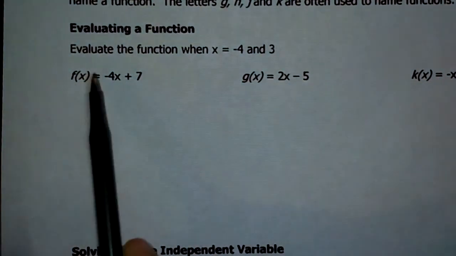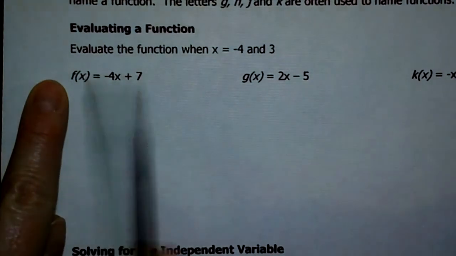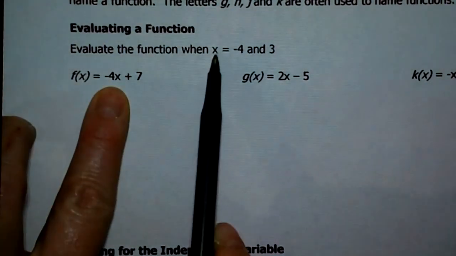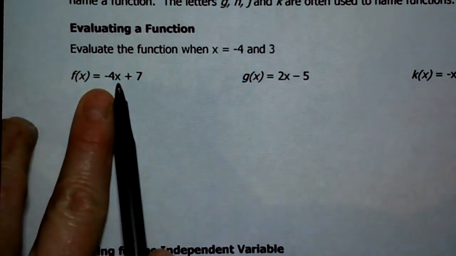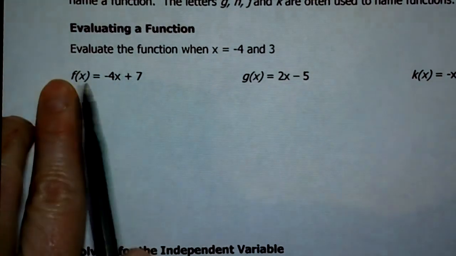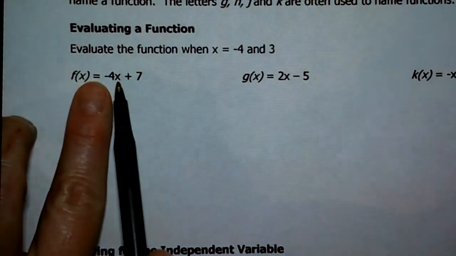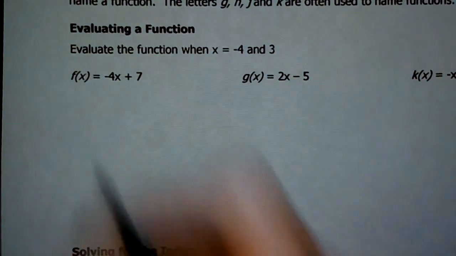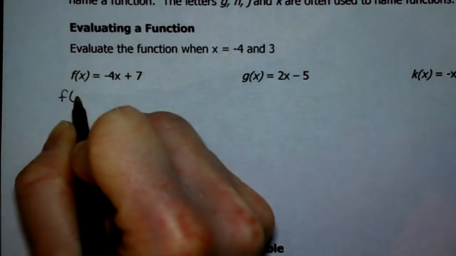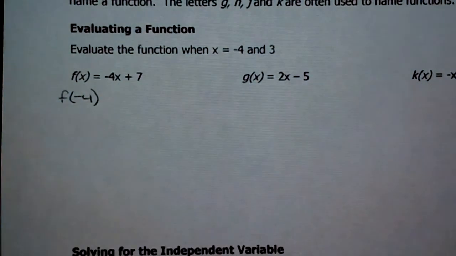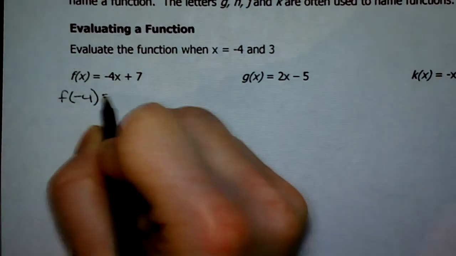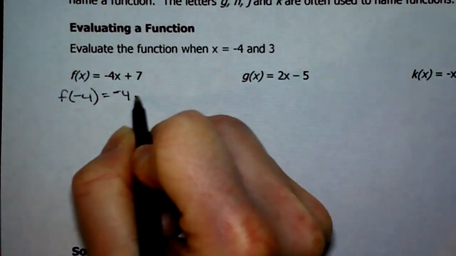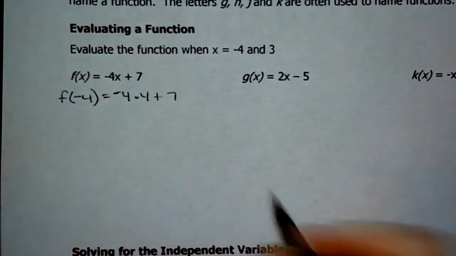This f of x represents the value of y. This is just your x. So if I'm telling you x is -4 and x is 3, that just means I want you to solve for f of x for when x is -4 and when x is 3. So when x is -4, so the function of -4, when my input's -4, that just means I'm taking -4 multiplied by 4 plus 7.